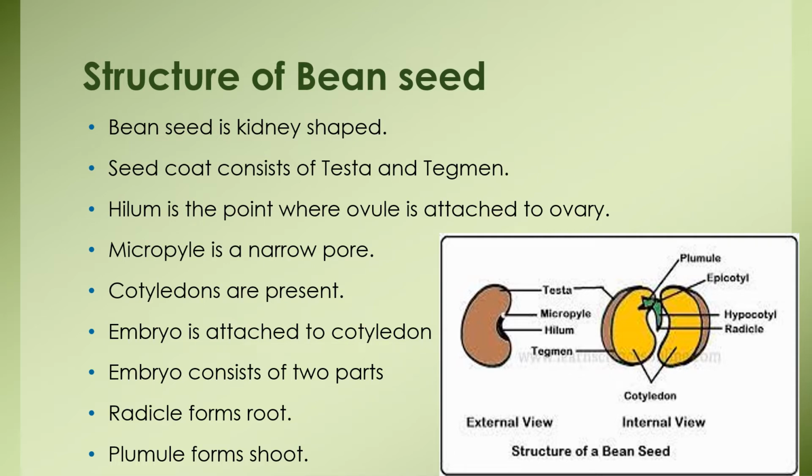Below the seed coat are two fleshy cotyledons. They contain food for the embryo. A tiny embryo is attached to the cotyledon. The embryo consists of two main parts, the radicle and the plumule. Radicle forms the root system and the plumule forms the shoot system.